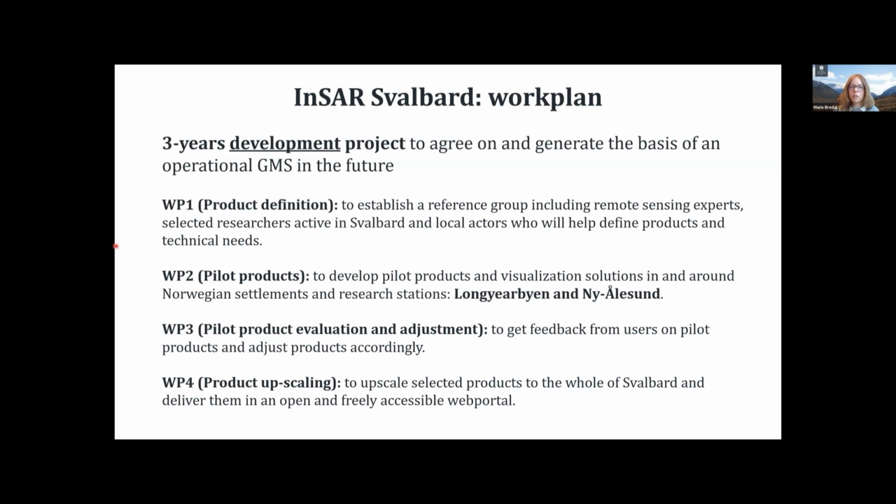These pilot projects in work package 3, we will ask for feedback from users and then adjust the product based on the comments that we will receive. And then the final step is to upscale from Longyearbyen and Ny-Ålesund and decide on which selected project that we will provide on the entire Svalbard and deliver them in an open and freely accessible web portal, a little bit like InSAR Norway today.